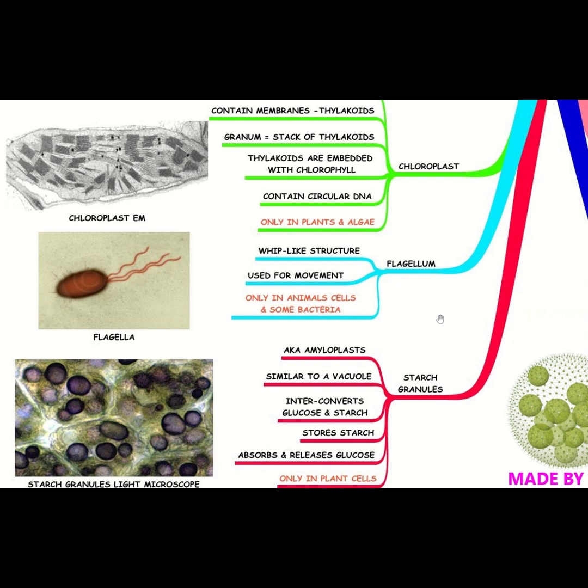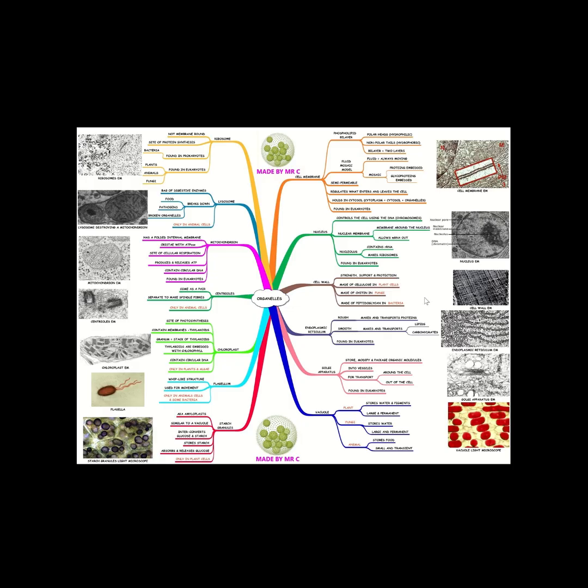All right, then the last one on the left-hand side here is we've got a starch granule, also known as an amyloplast. It's similar to a vacuole, but it stores starch. It interconverts the starch and the glucose depending upon what the cell needs. So it absorbs and releases glucose, but it stores it as starch, which is the polymer of glucose, and it's only found in plant cells.